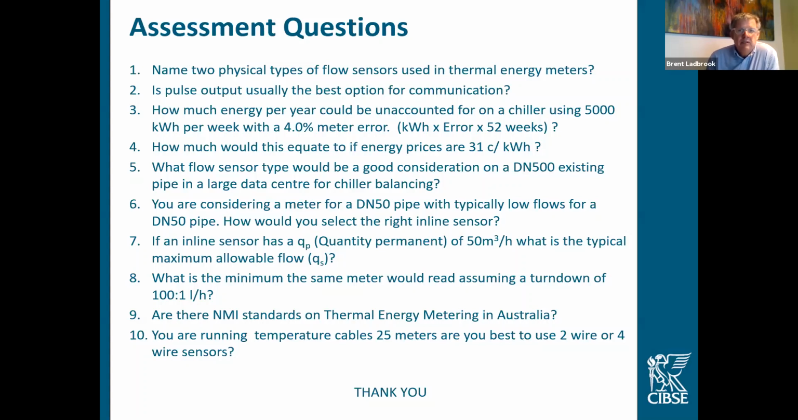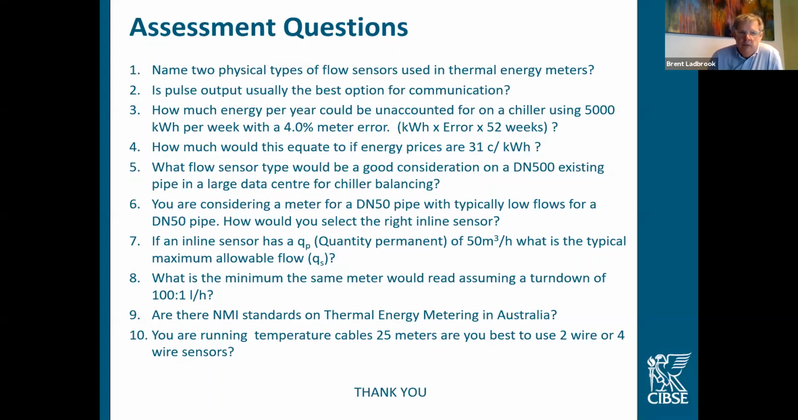Number 4, how much would this equate to if energy prices were 31 cents per kilowatt hour? 10,400 times 0.31, $3,224. Question 5, what flow sensor type would be a good consideration on a DN500 existing pipe in a large data center for chiller balancing?